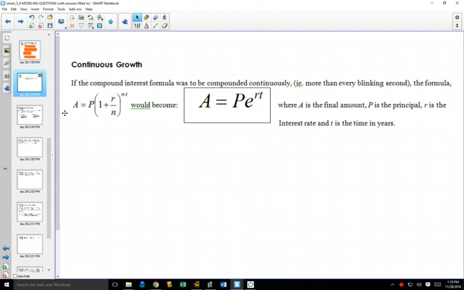So if theoretically we kept on compounding something more and more and more, we went from monthly to weekly. We went from weekly to every day. We went from every day to every hour. Every hour they gave you a little bit of extra money in your bank account. Then you went from every hour to every minute to every second to every millisecond. And eventually you would get to the idea that it could be compounded continuously all the time.